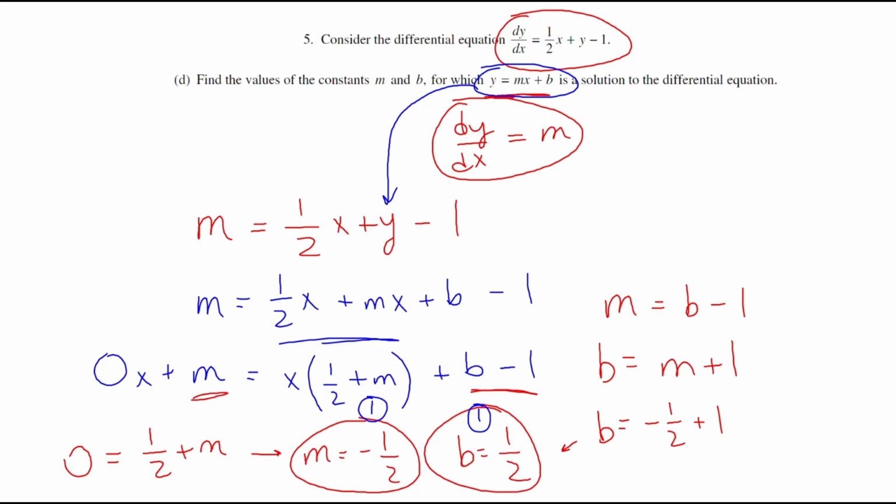And that is the end of this differential equation FRQ, which was question number 5 from the 2007 Form B AP Calculus AB exam.